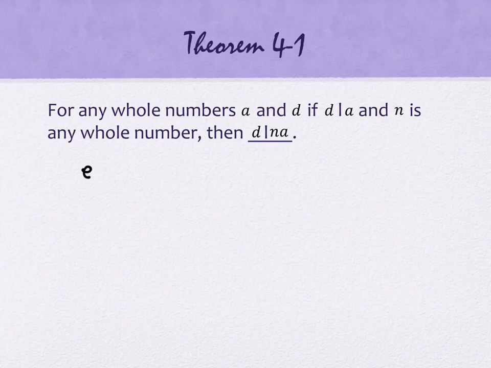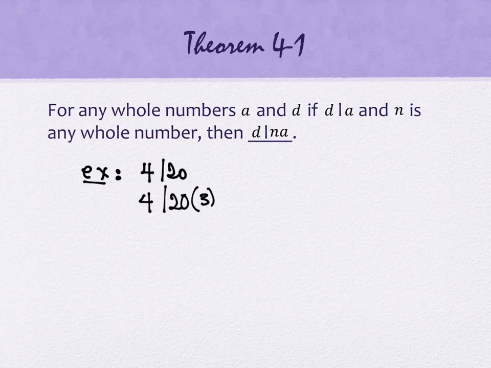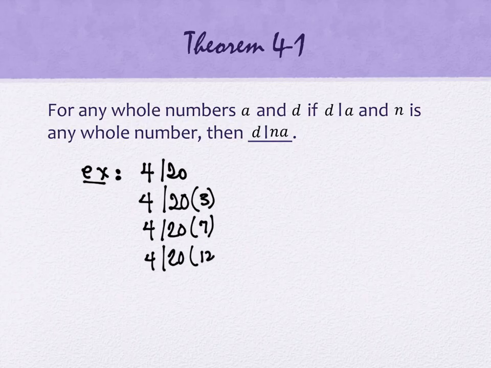So we'll continue with my example from before. We said that 4 divides 20, which it does. It also means that 4 is going to divide 20 times any other number, say 3, right? And 4 will divide 20 times 7. And 4 will divide 20 times 12. It'll divide 20 times anything, and that's what this theorem says. So in other words, if I know that 4 divides 20, and I can break a number down so that it has a 20 in it, then I know 4 is going to divide the product as well. Okay, that's what this theorem says.